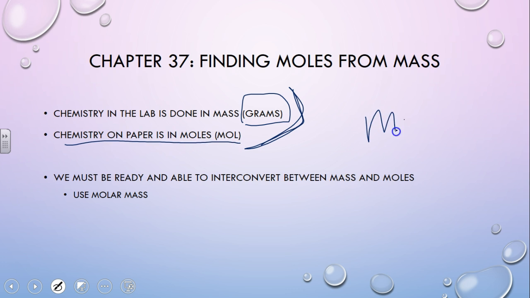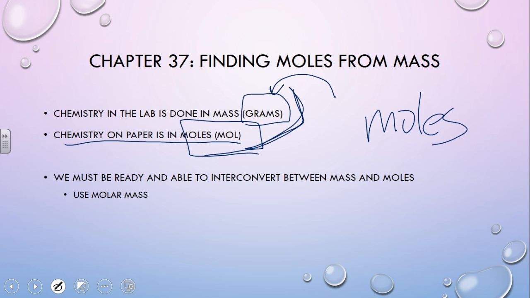But when you do the math on paper, the math on paper has to be done in moles. When you, for example, build a bicycle, you need 2 wheels, 1 frame, a set of handlebars, 2 brakes, and that's all quantities. It's not mass. You don't get 14 grams of brakes. You get 2 brakes. So when you do chemistry on paper, the paper version is all done in moles. But when you do it in the lab, it's all done in grams.